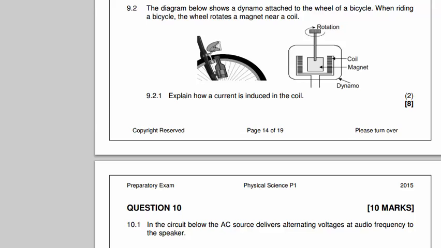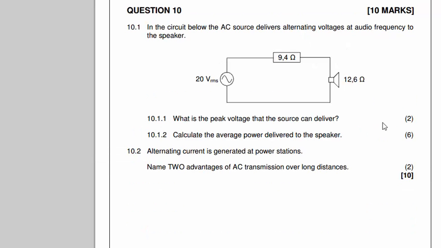Okay. Now here's the question where I just want to show you, this is as difficult as it gets, really. It's not difficult at all. What is the peak voltage that the source can deliver? So let's just read the question. In the circuit we have an AC source, and it's indicated by that alternating current sine wave. The source delivers an alternating voltage at an audio frequency to the speaker. There's just an additional resistor in, so that whatever voltage is being supplied is corrected for the speaker. What is the peak voltage that the source can deliver?